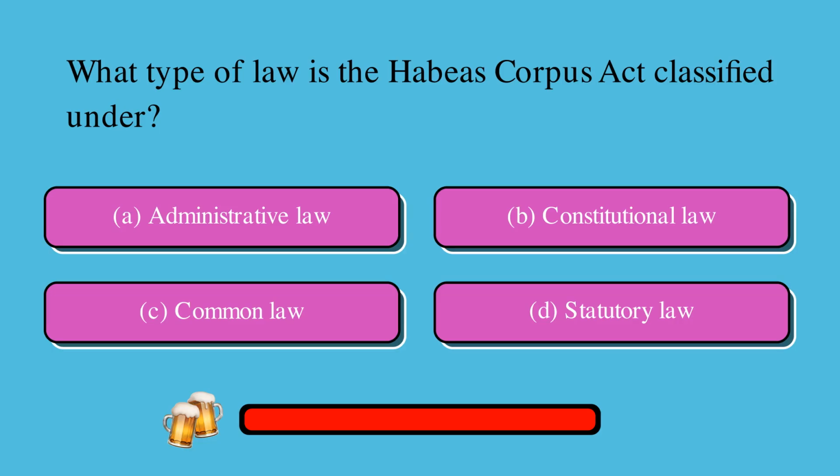What type of law is the Habeas Corpus Act classified under? Is it A. Administrative law, B. Constitutional law, C. Common law, or D. Statutory law? The correct answer is D. Statutory law.